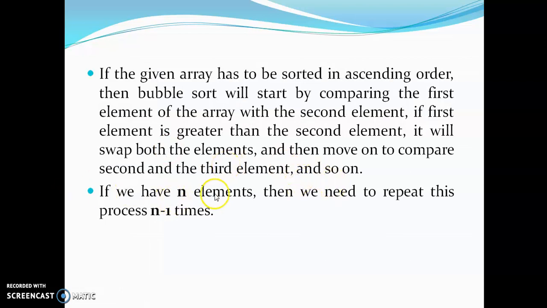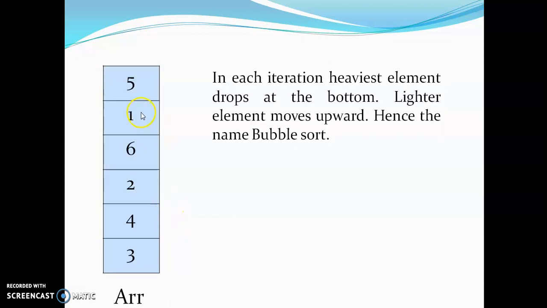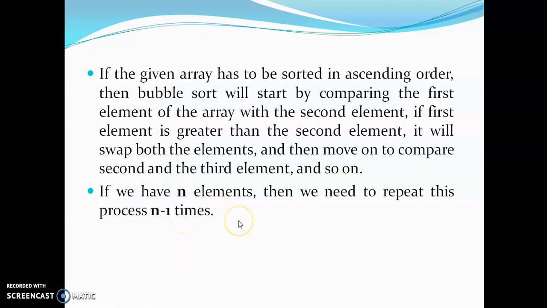If we have n elements, then we need to repeat this process n minus 1 times. So in this diagram, we have 6 elements. It means we have to process n minus 1 times. That is, 5 times we need to do the process.